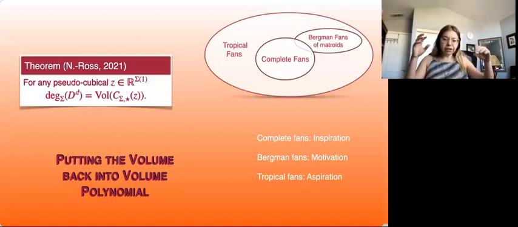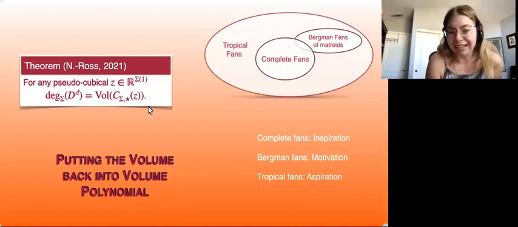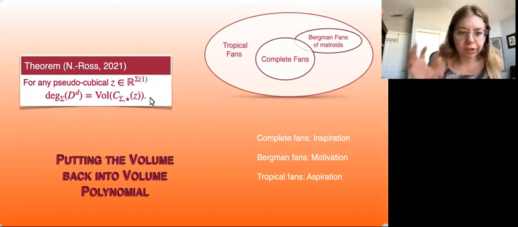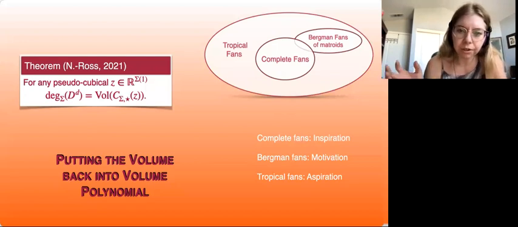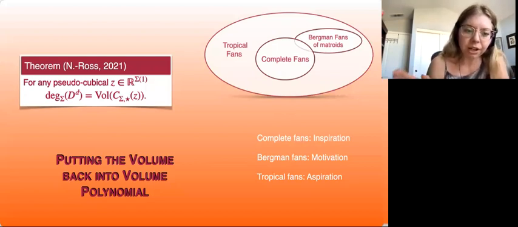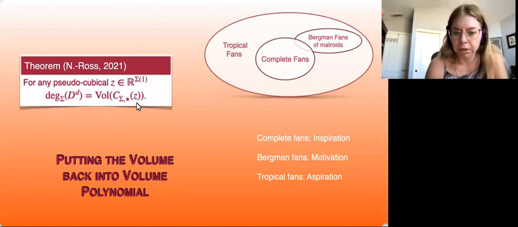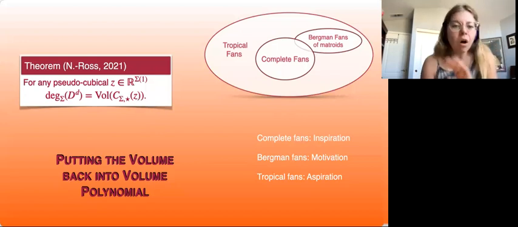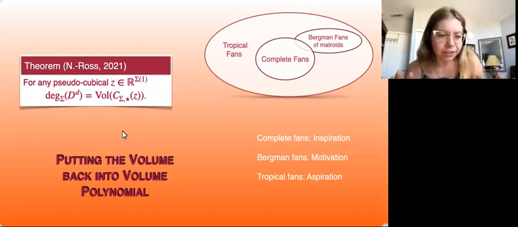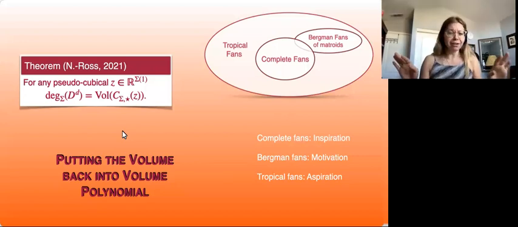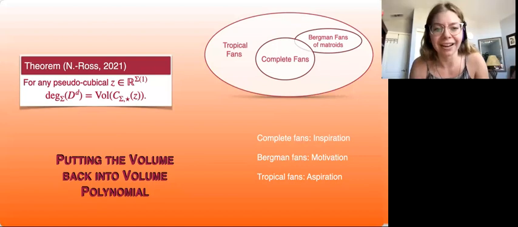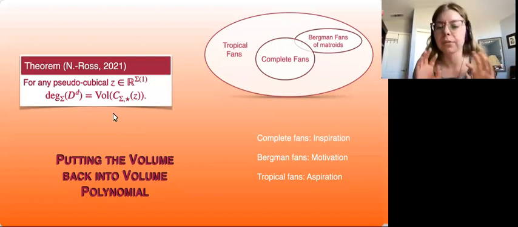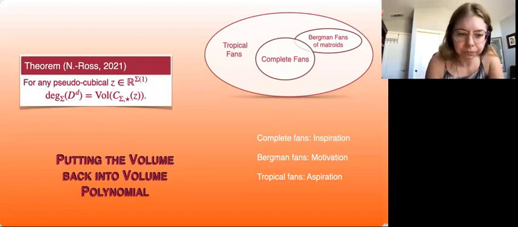The goal is to understand the meaning and the statement of this theorem, which is the culmination of everything we did there. It reads that for any pseudo-cubical variety Z, the volume polynomial is the volume of the normal complex. A lot of these words are new, and they may not be making sense. The whole talk is to explain all of these words. We'll talk about them in detail.